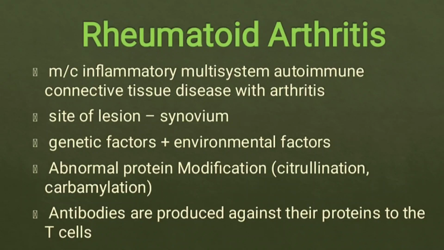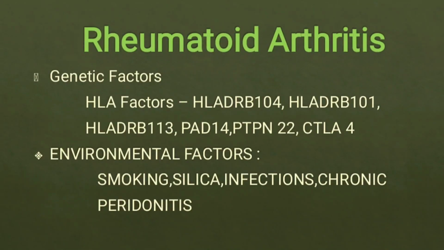In this whole process, TNF alpha is the most important cytokine involved in rheumatoid arthritis. And let's see the genetic factors and the environmental factors that would trigger rheumatoid arthritis. Genetic factors mainly include the HLA factors HLA-DRB1*04, HLA-DRB1*01, HLA-DRB1*13, PADI4 gene, PTPN22, CTLA4, APOM.